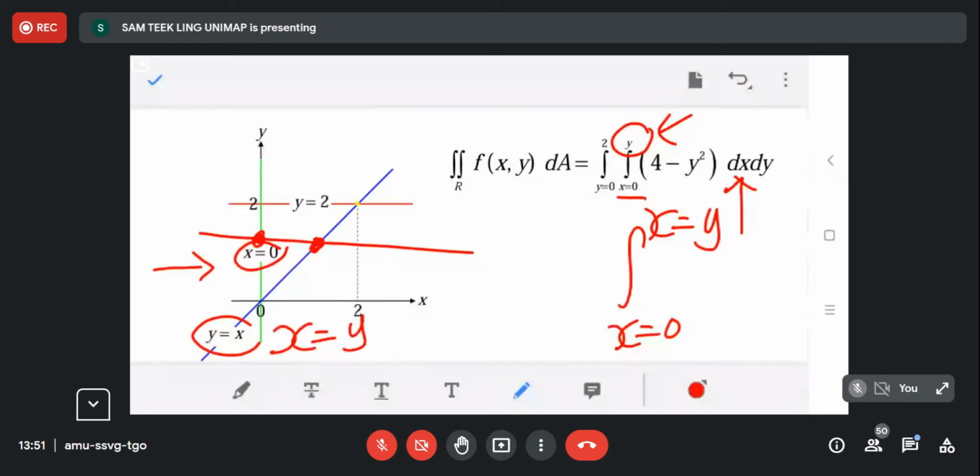So for your y, the limit starts 0 to 2 for the area. So you got this, or you can put in your limit, then you can start integrating. So this one is dx dy. You can choose any one, dy dx or dx dy, to solve. Any question?